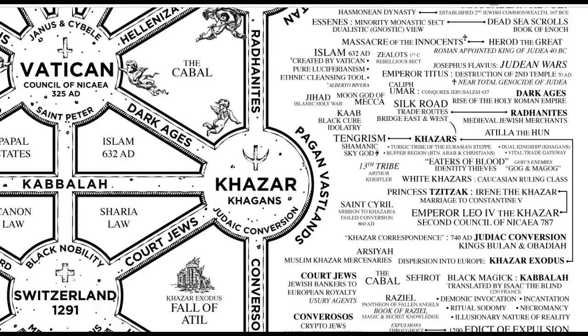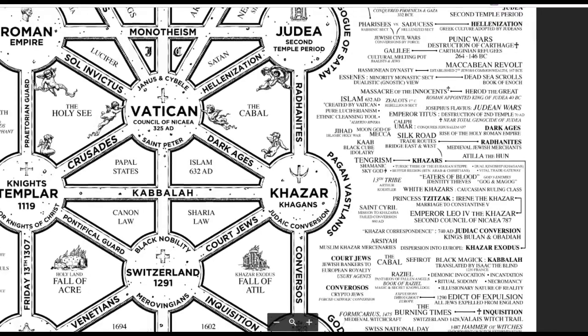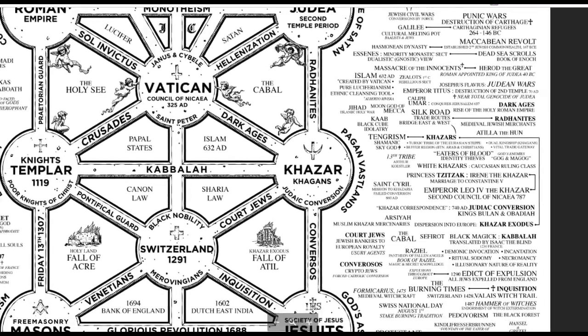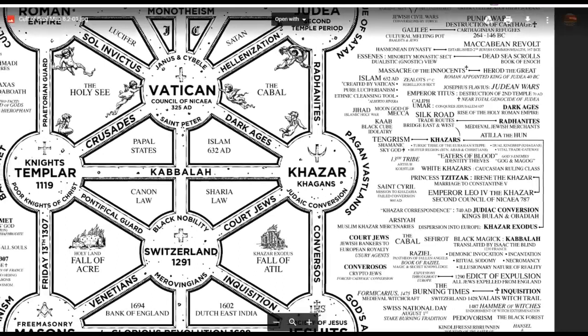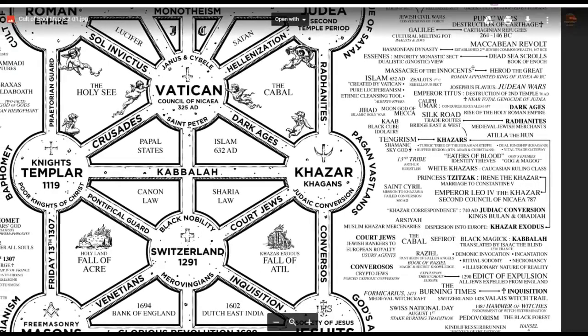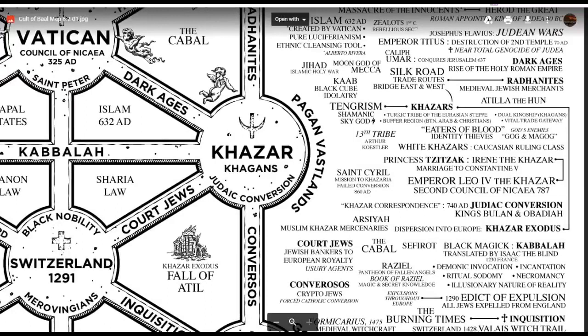So eventually, due to pressures from their neighboring regions, I think they had the Muslims to the south and the Christians also to the south, but also to the west, they were influenced to convert to one of these Abrahamic religions. And they decided, the kings Bulan and Obadiah, I think, they decided to convert the kingdom to Judaism to be an in-between between the Christians and the Muslims.